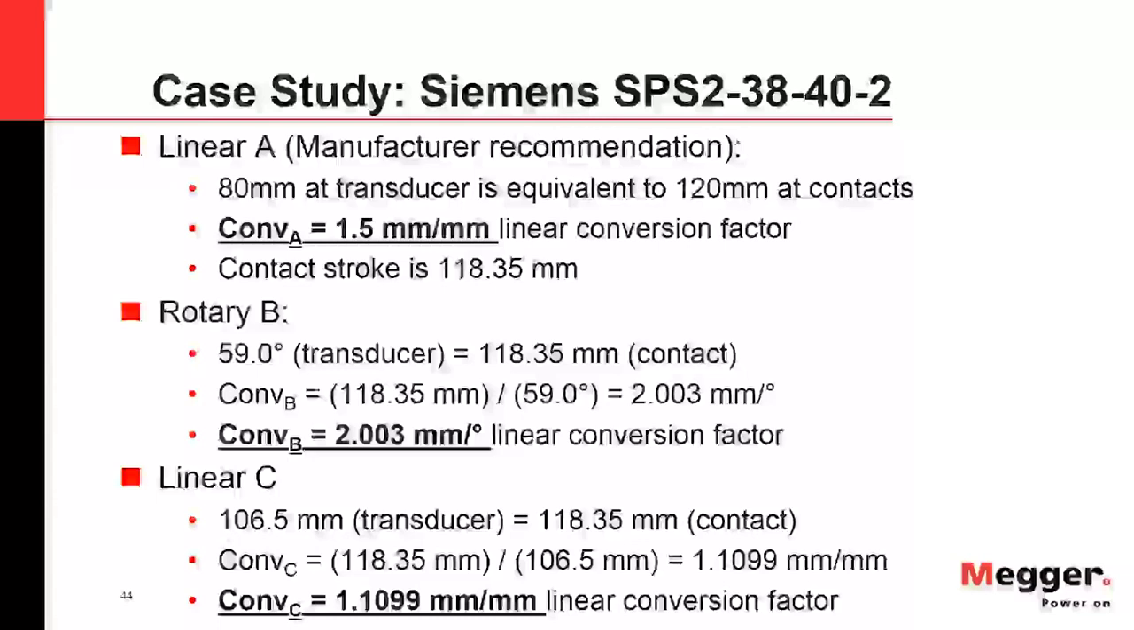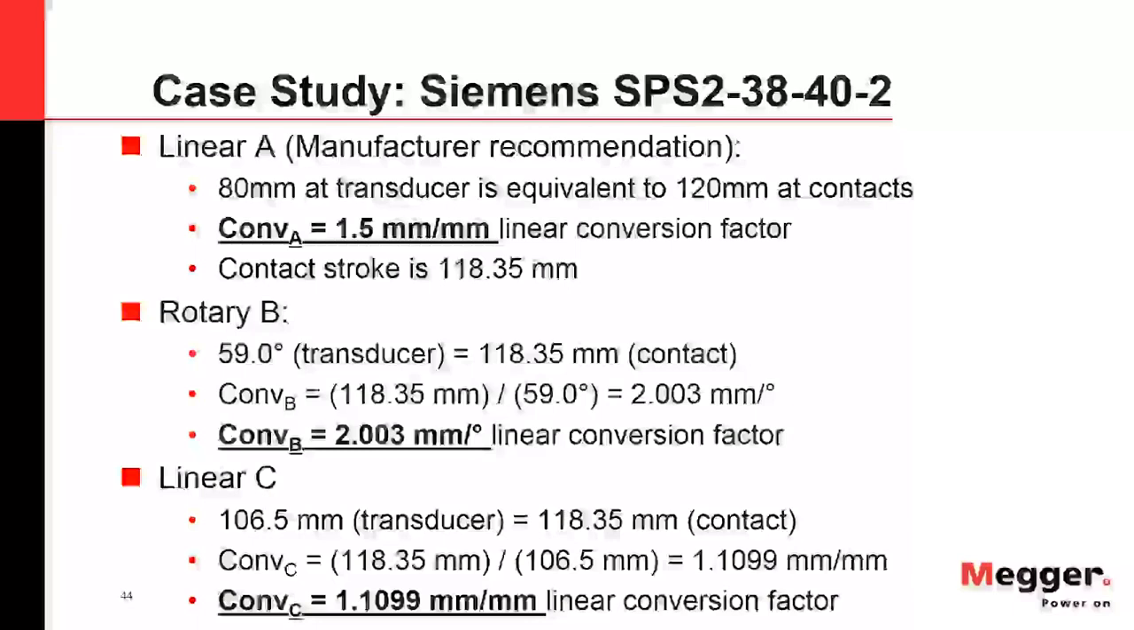But now let's look at what the manufacturer said. They said, okay, measure here, connect your transducer to your mechanism, and then the 80 millimeters of movement at the transducer is equivalent to 120 millimeters at the contact. So really you need to use a conversion factor of 1.5 millimeters per millimeter. So if we look at this, our contact stroke is 118.35 millimeters measured here. If we do a slow close operation or slow open, you'll see that's the total travel distance of that interrupter.